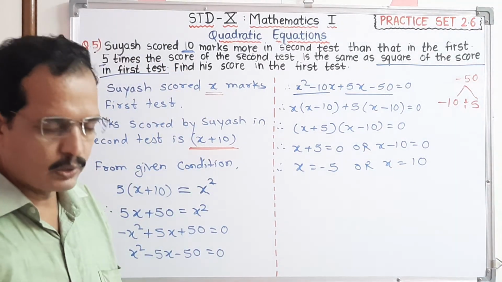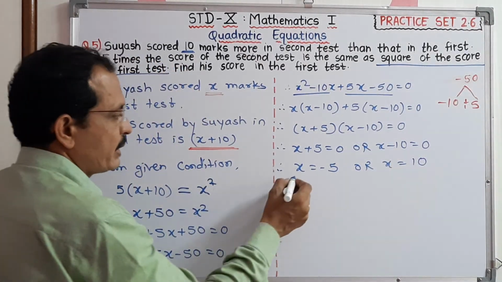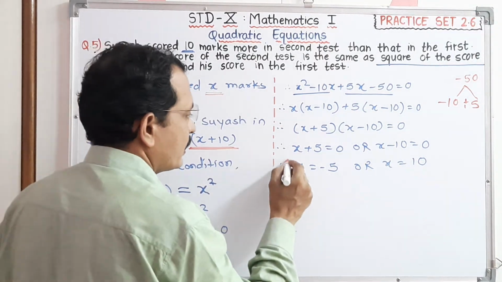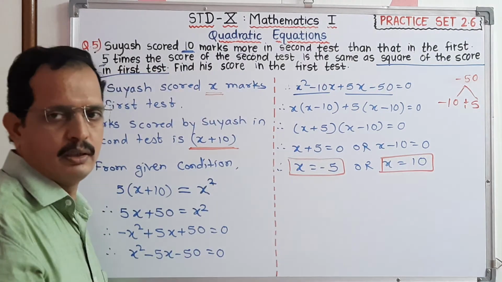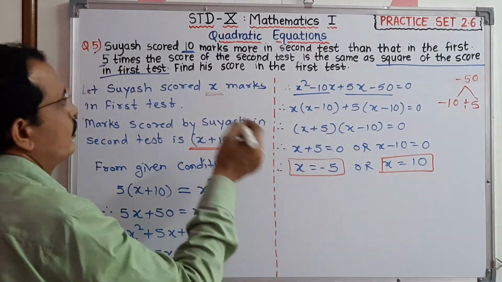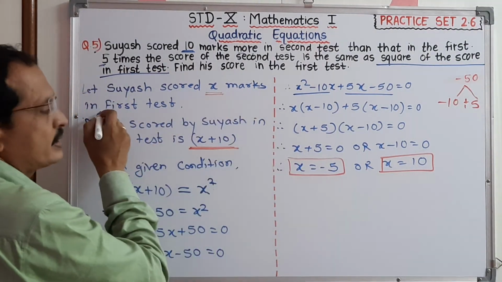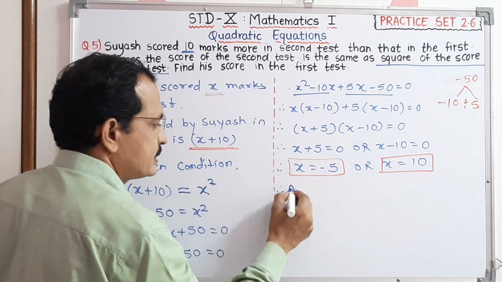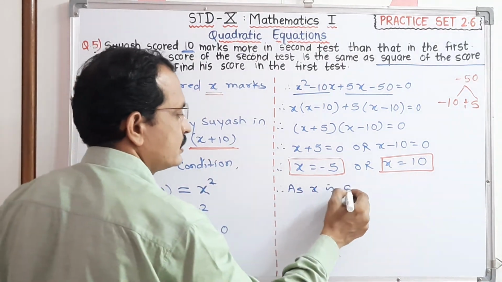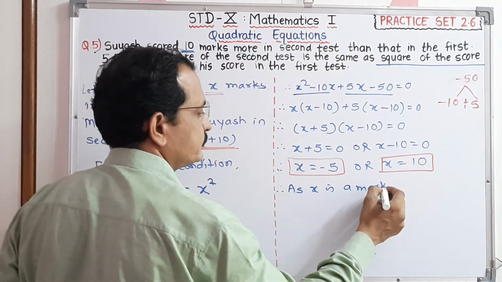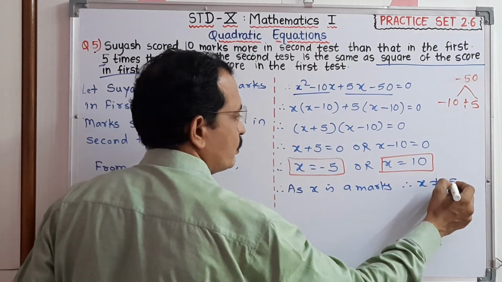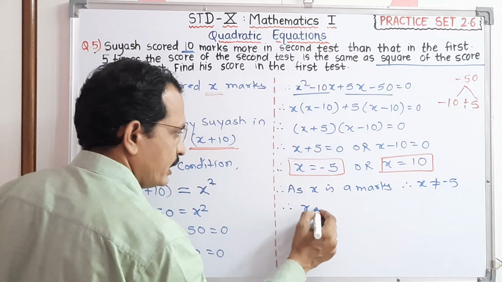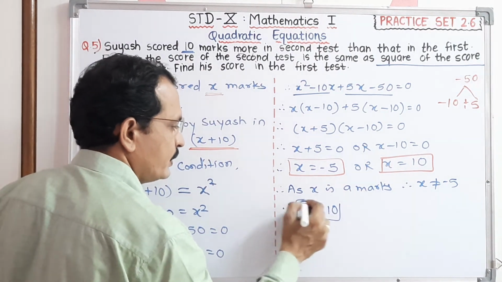We got two values. One is minus 5 and another is x is equal to 10. But what is x? x is marks. Therefore as x is marks, x is not equal to minus 5. Therefore x is equal to 10.